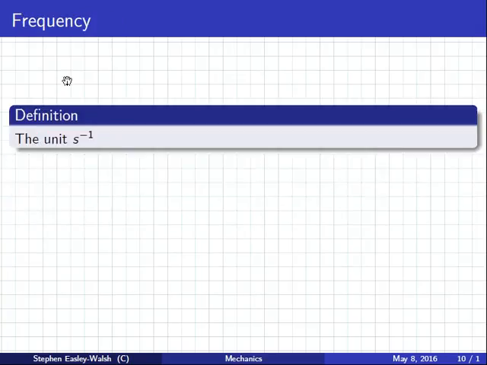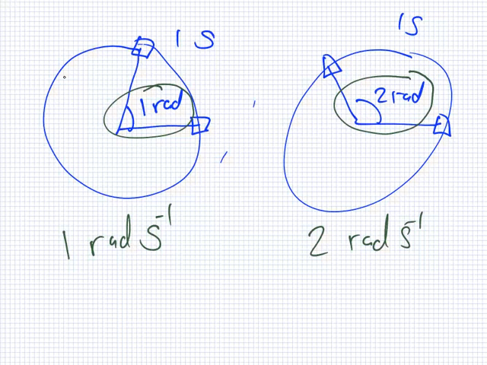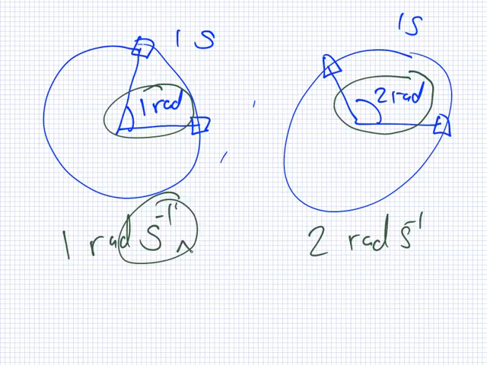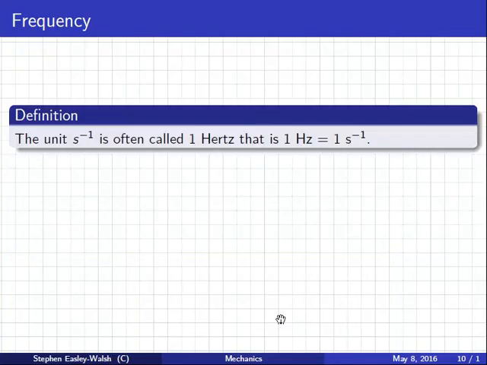The unit per second actually has a special name in physics. It's often called a hertz. That is, 1 hertz equals 1 per second. Whenever you see per second, that's also the same as a hertz. So it's not anything special. Just 1 hertz is 1 per second.